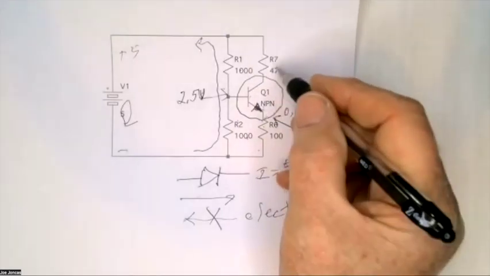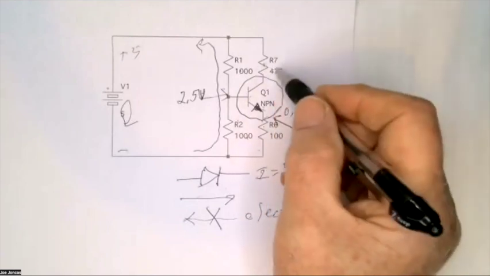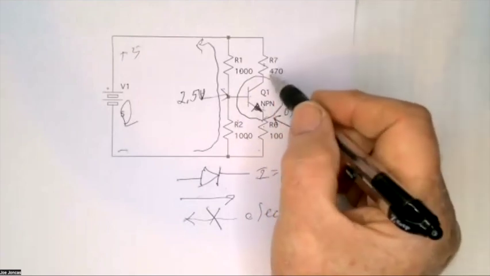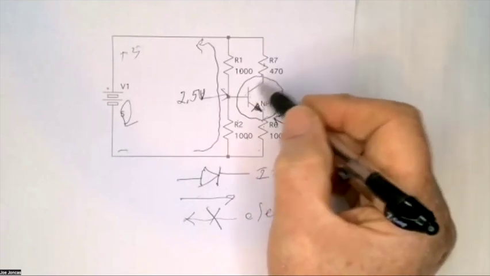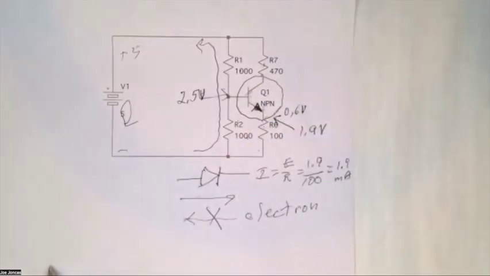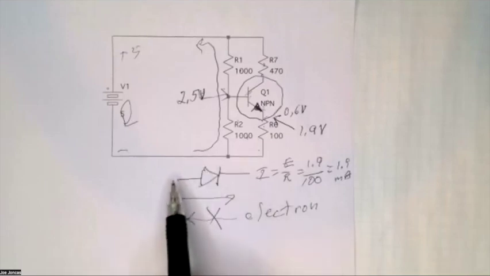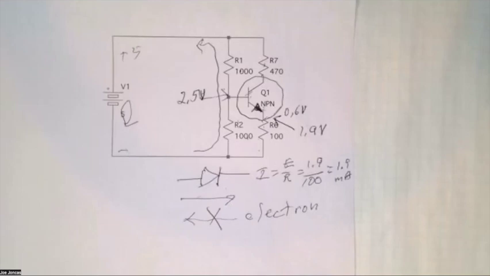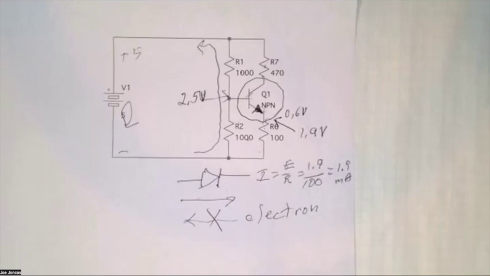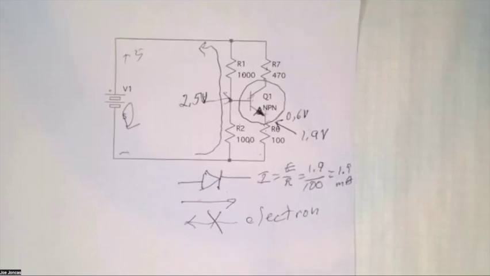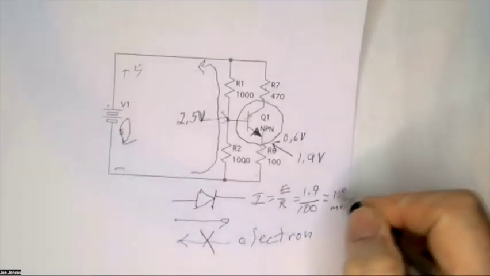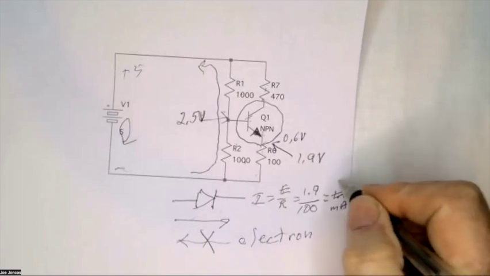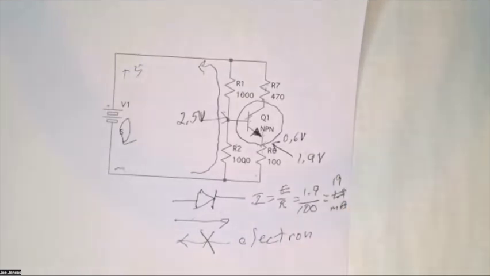Which means if you have 1.9 milliamps up here, you could use Ohm's law to figure out what the voltage is here. And then the transistor makes up the difference. 1.9 divided by 100 should be 0.0019, I think. It's 0.019. Yeah. Uh-oh, 19 milliamps.